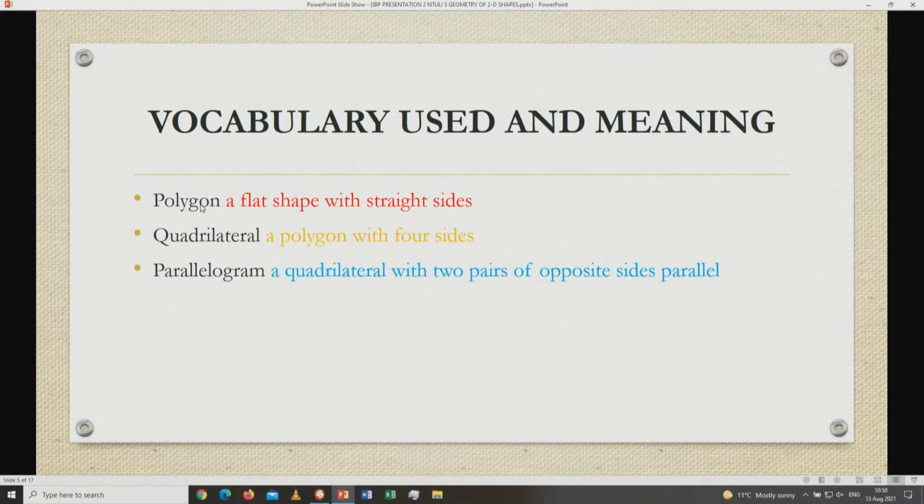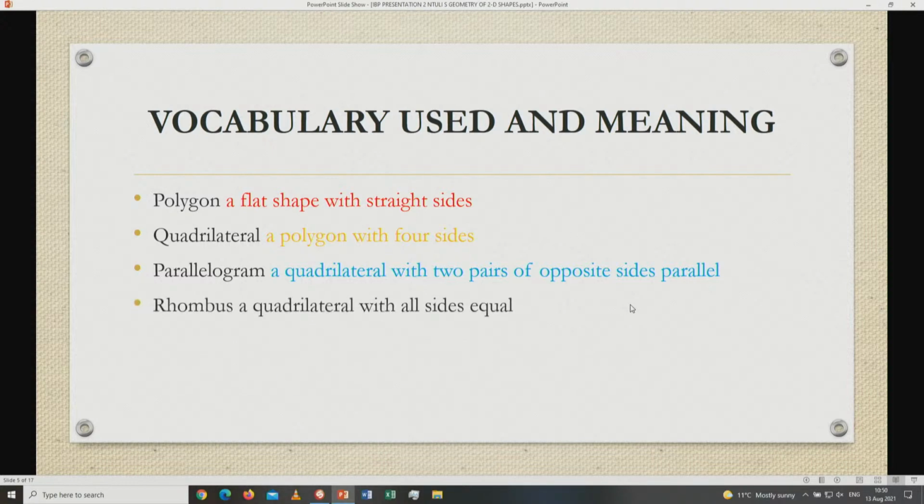Here we spoke about a polygon. We said a polygon is a flat shape with straight sides. Check, when we talk about a quadrilateral, there is a polygon there. Check, when we spoke about a parallelogram, there is a quadrilateral there. So when we check these words, we need to write them down so that we familiarize ourselves and master them. So a parallelogram is a quadrilateral with 2 pairs of opposite sides parallel.